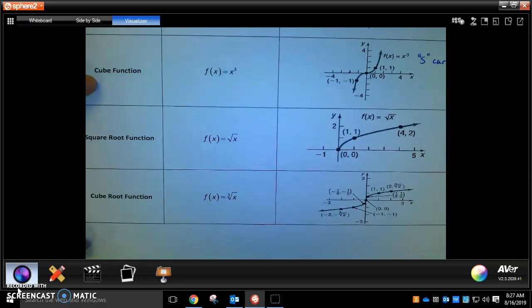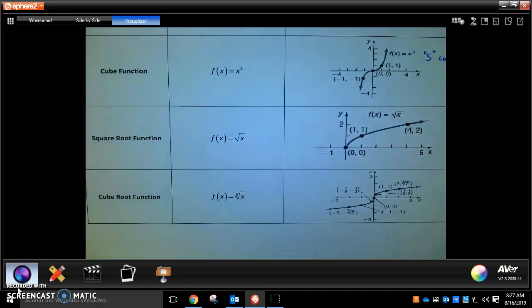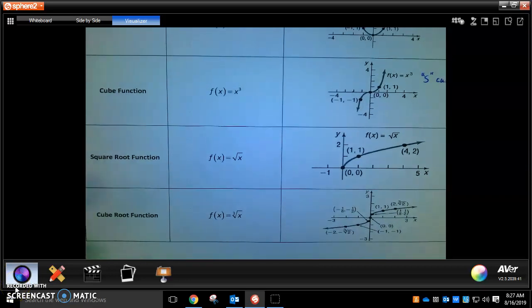And then on the bottom, the square root and the cube root function, those are ones that we just graphed with T-charts. All of these graphs that I just showed you, you could graph using a T-chart if you weren't exactly sure what it looks like.